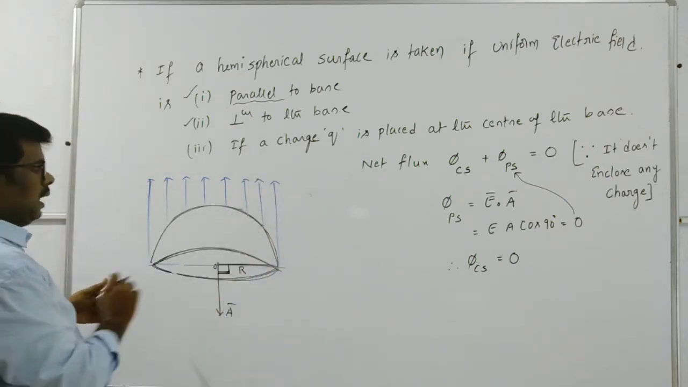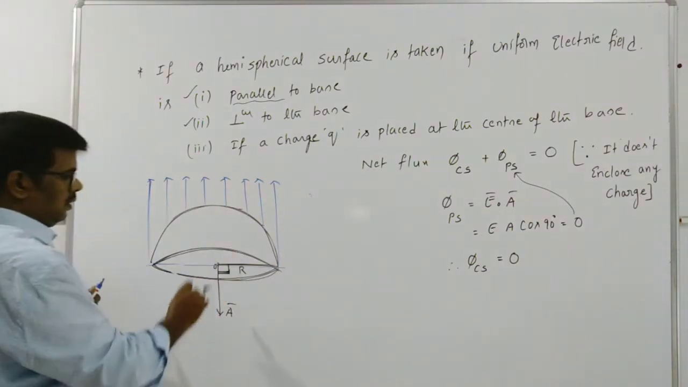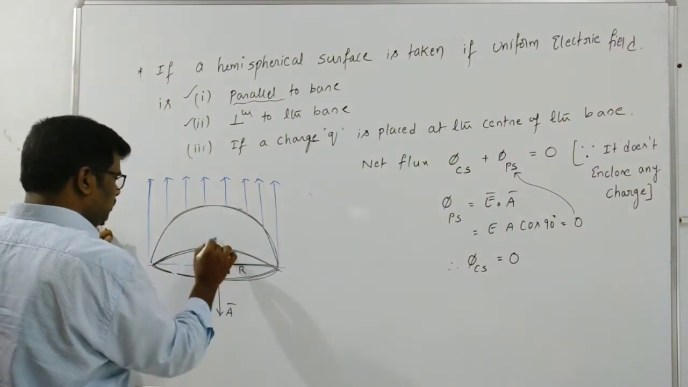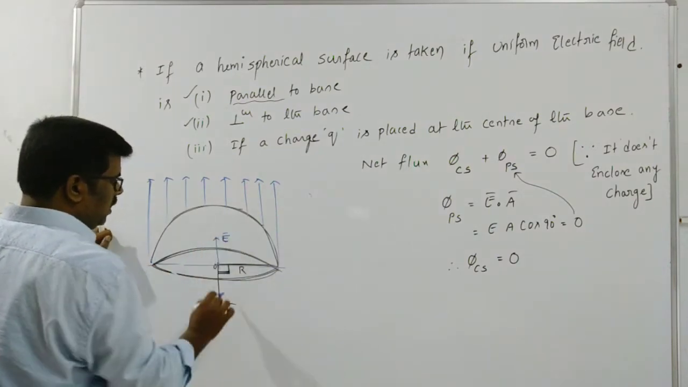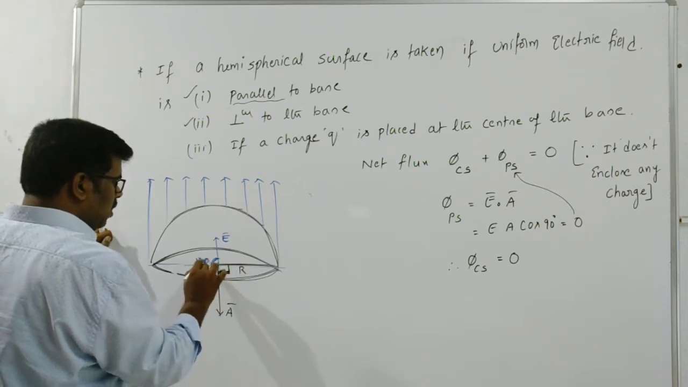Now, electric field vector is upwards and area vector is downwards here. You can observe this through the plane surface. This is the electric field intensity vector and the area vector. What is the angle between these two now? Angle is nothing but 180 degrees.